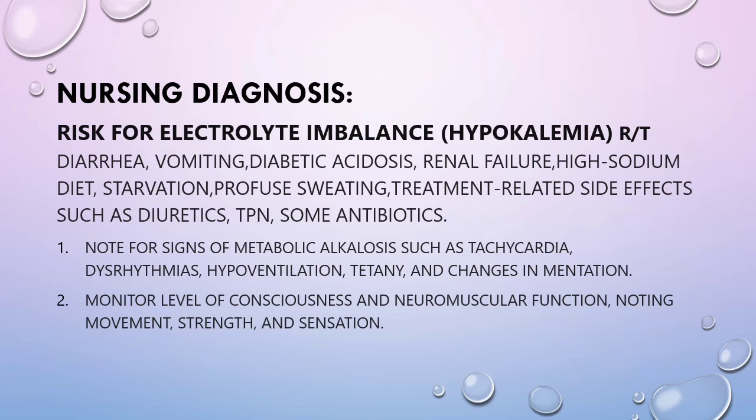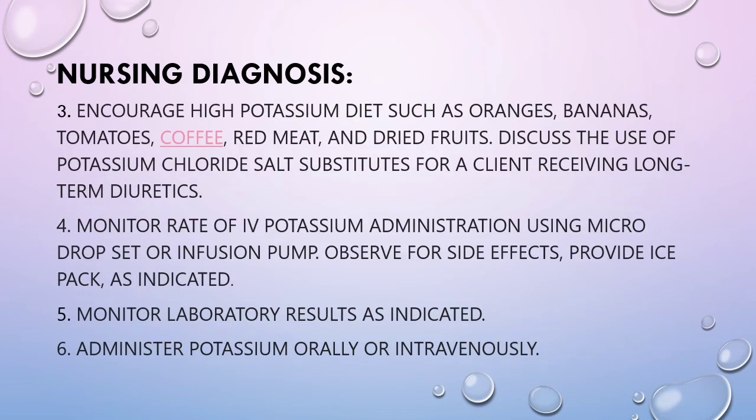Also, monitor level of consciousness and neuromuscular function, noting movement, strength, and symptoms. Another is encourage high potassium diets such as oranges, bananas, tomatoes, coffee, red meat, and dried fruits. Discuss the use of potassium chloride salt substitute for a client receiving long-term diuretics.